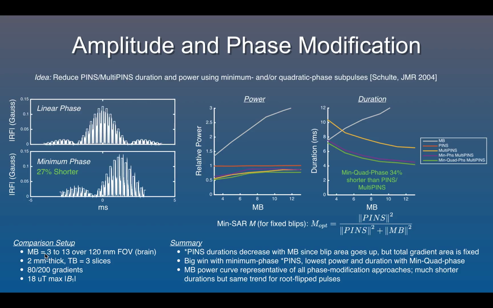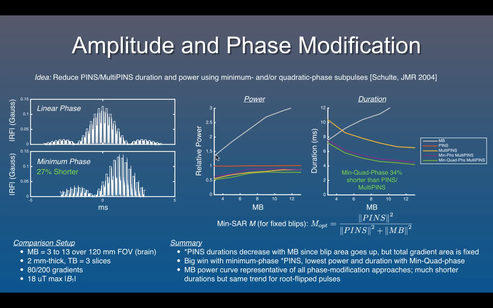Then what I did was a simulation of a bunch of pulse designs from MB factors of 3 to 13, spaced evenly over a 120 millimeter field of view that represents the brain. They all excited the same slice profiles, and they were subject to a maximum 18 microtesla peak B1. Some of them went lower than that. The PINS and multi-PINS went lower than that. And what I've plotted here is the total power of the pulses and the duration of the pulses.